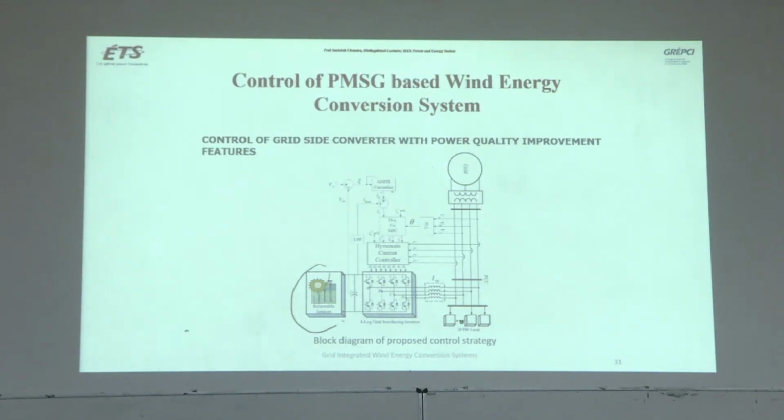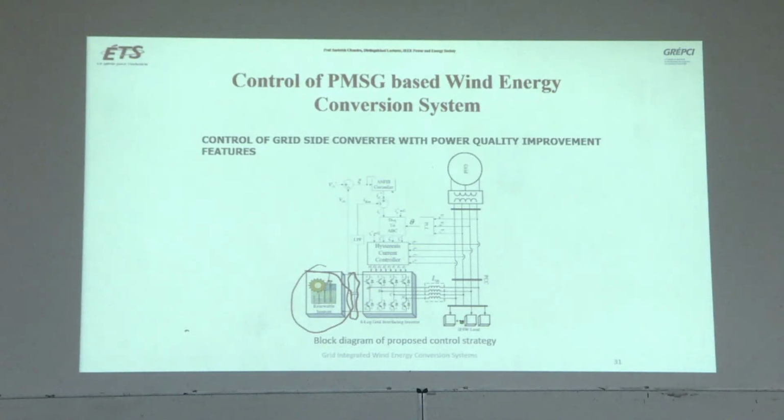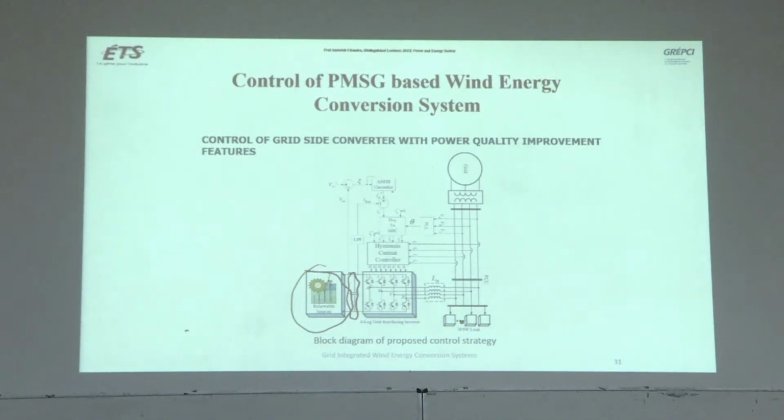So what you can do, you have the wind turbine or PVs, you can connect to the DC link of the inverter. Okay, and it is the same inverter. Increase the capacity of the IGBTs which you are using. The size of the IGBTs will increase.